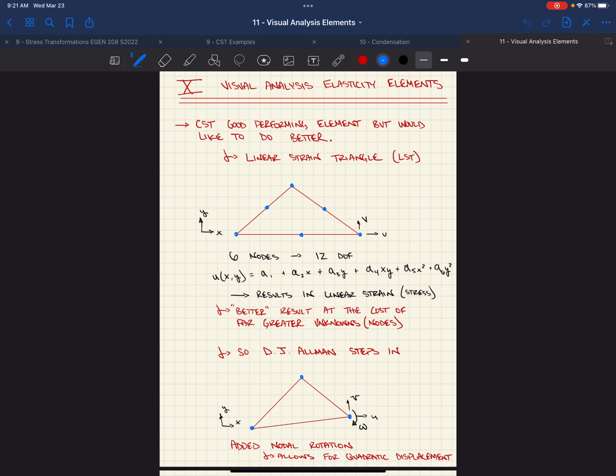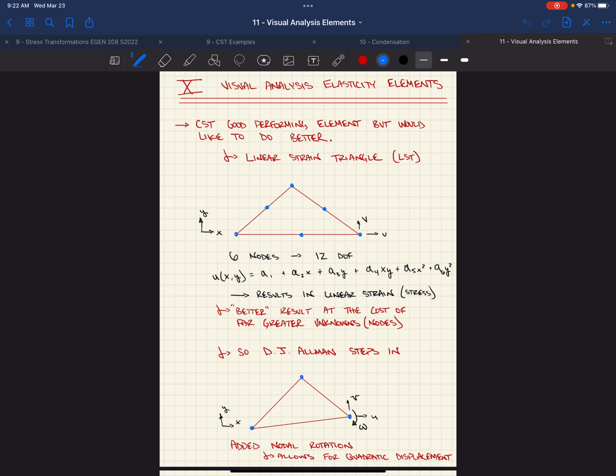All right, we have visual analysis. They use elasticity elements. What are elasticity elements, right? Plates, okay? CST is good, right? It's a good performing element, but we can do better, right? What's one thing that the CST element does that might not be really associated with the real world?